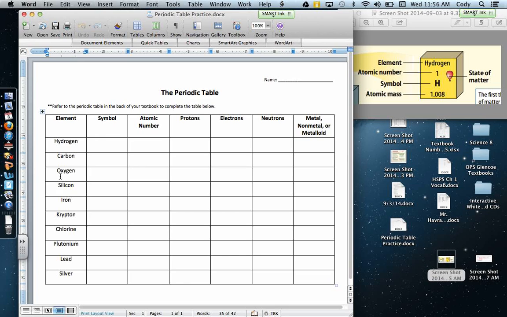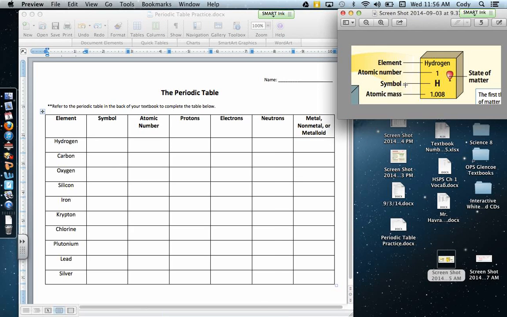Off to the top right, I have a screenshot out of the back of the book that we're going to use today to do the first one. We're going to do hydrogen as our example. First, we're going to get the symbol. If I take a look at the periodic table, I see that the symbol for hydrogen is a capital letter H. So I'm going to write the letter H in the symbol column.